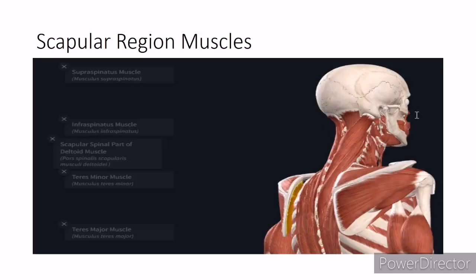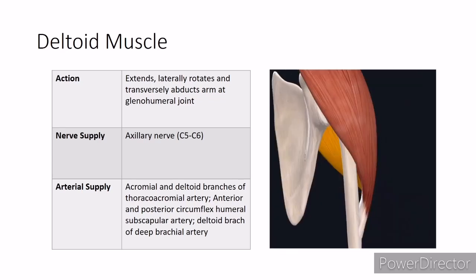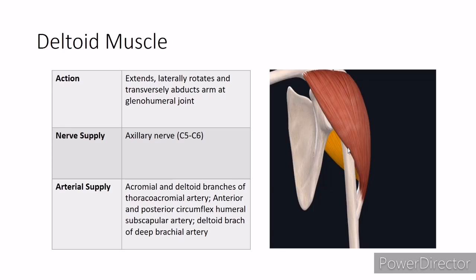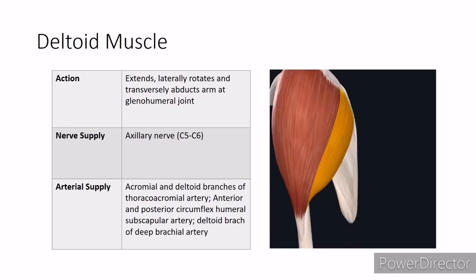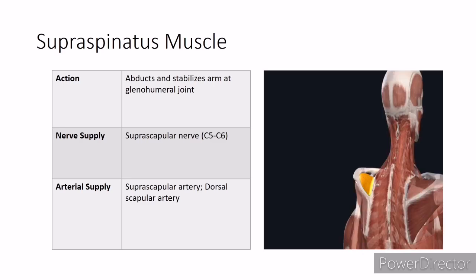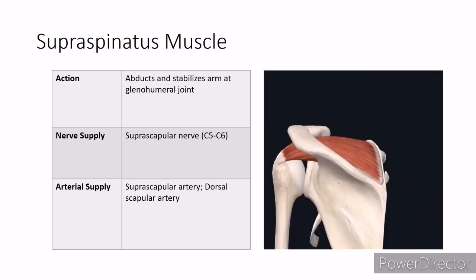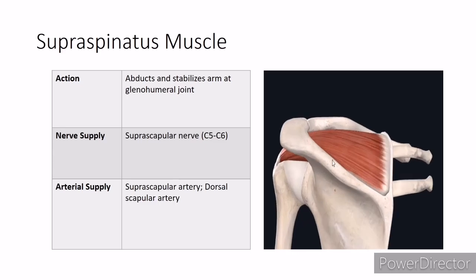We have the scapular region muscles. Next, we have the deltoid muscle. It extends, laterally rotates, and transversely abducts the arm at the glenohumeral joint. It is innervated by the axillary nerve. It is also supplied by the thoracoacromial artery. And we have the supraspinatus muscle. It abducts and stabilizes the arm at the glenohumeral joint. It is innervated by the suprascapular nerve and supplied by the suprascapular artery and dorsal scapular artery.